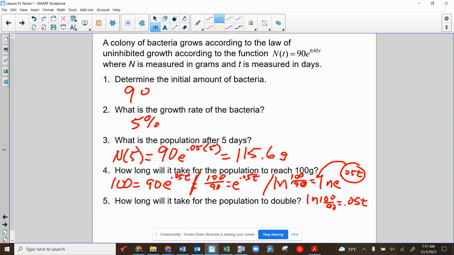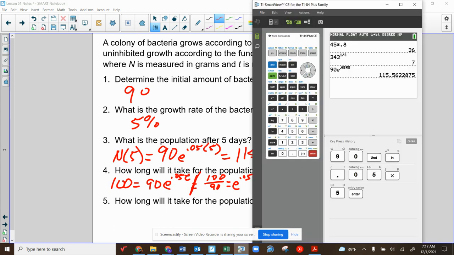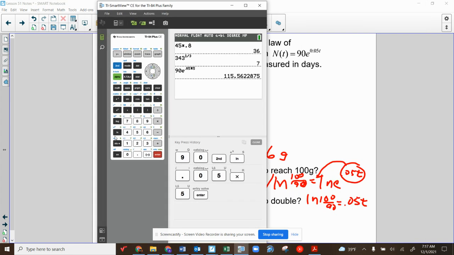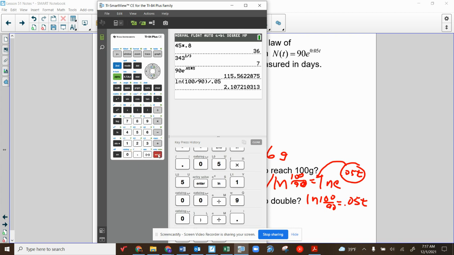So in your calculator, you'd put in natural log of 100 divided by 90. Make sure you close the parentheses. Divided by 0.05. So approximately 2.1 days.